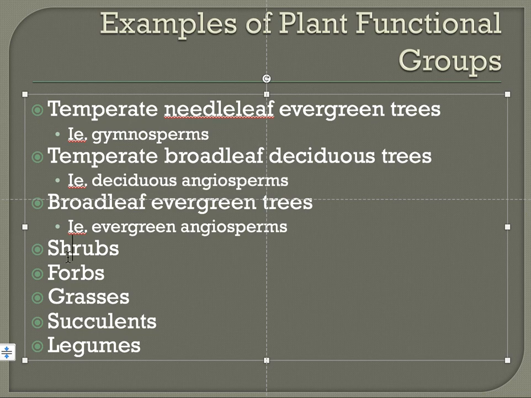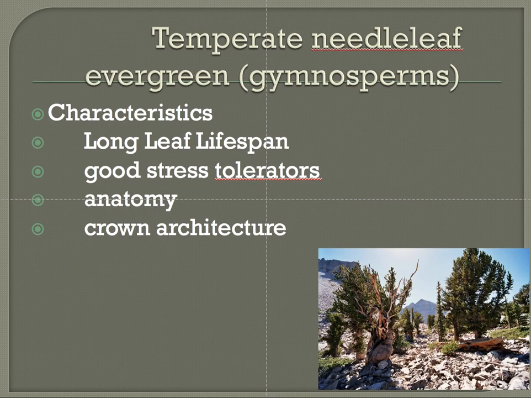We have shrubs, forbs, which I said in the last video I'll define a little bit better, grasses, succulents, and legumes. So I'm just going to go through each of these and talk about its general characteristics. And really by that I just mean what is its growth strategy, what is it good at doing, what is it bad at doing, as far as what type of environment it might be successful in. So let's go ahead and get started.